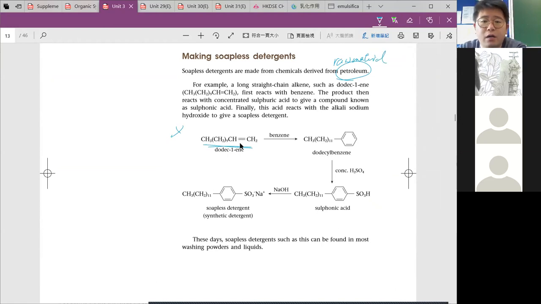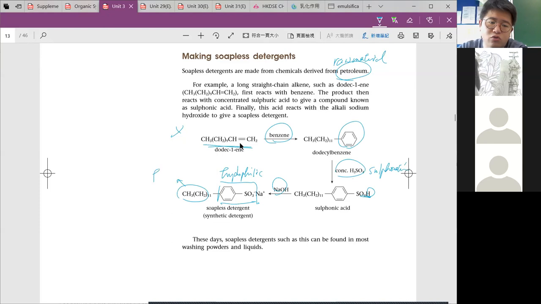Then we react with benzene to form a phenyl group, and later on I add sulfonation, which means I add SO3H here. Then later on I add alkaline medium to regenerate, because this one is acidic, right? So finally it turns to benzene sulfonate. This is an ionic head, which is hydrophilic, while this part is hydrophobic. And these substances act as a cleansing agent.